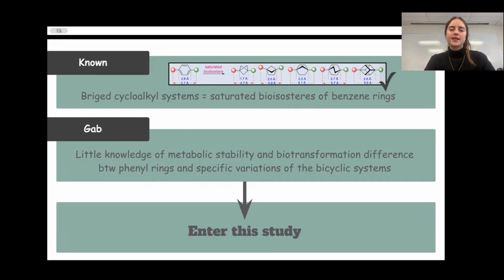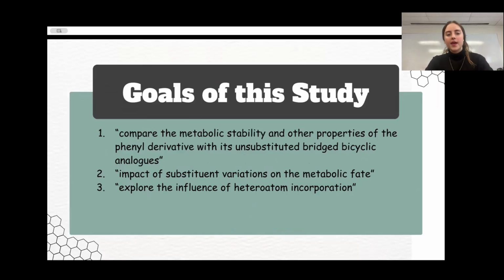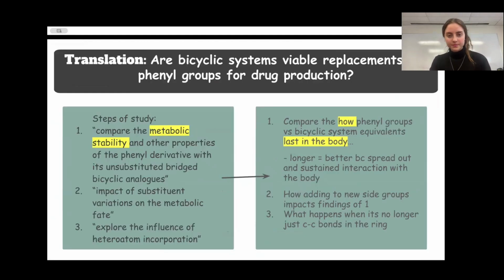Unfortunately, little is known about exactly what happens to metabolic stability and the biotransformation differences once this switch is made. And therefore, we have this study. This study aimed to look at, one, the difference in metabolic stability and other properties that come about when a phenyl group is changed to a more rigid bicyclic analog; two, what happens to the metabolic fate when you add a substituent to this new analog; and then also what happens when there's not just carbon-carbon bonds. All these goals can be summarized into one big question. Are bicyclic systems viable replacements for phenyl groups for drug production?